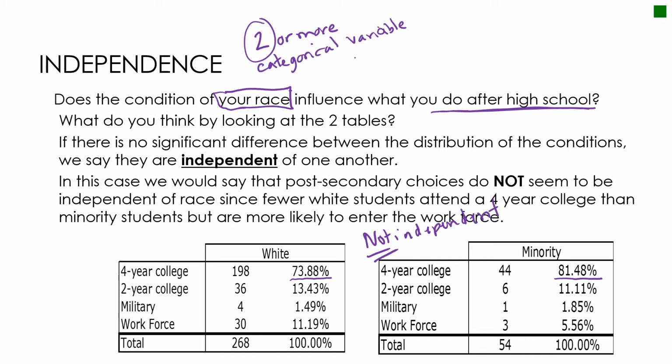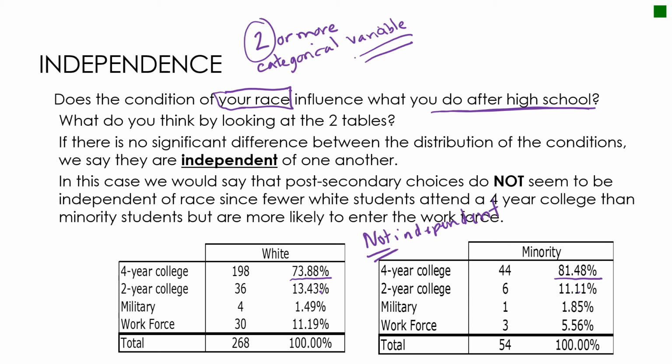If they were independent, we would say that race doesn't affect it, that we've got the exact same value for a white student as a minority student, and that is not what we have here. The percentages for 2-year colleges are different. Those are dependent on race. The military percentages are similar but different. Workforce, very different.